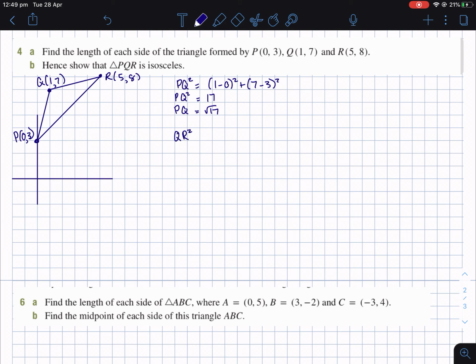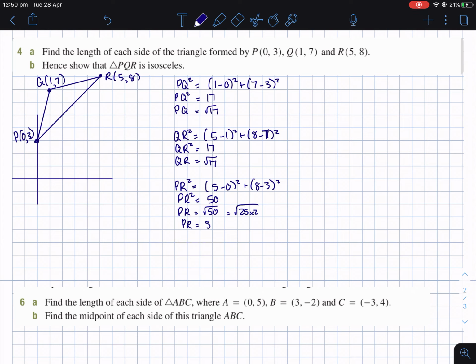QR squared is going to come out as 5 take 1 squared plus 8 take 7 squared. 8 take 7, not 1. 8 take 7 squared, so it's going to come out as 17. So QR is root 17. And then finally we have PR squared, which is 5 take 0 squared plus 8 take 3 squared. So it's going to come out as 50. So PR is root 50, which is root 25 times 2, so PR equals 5 root 2.